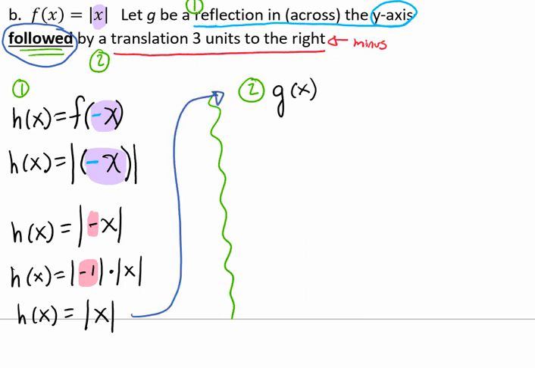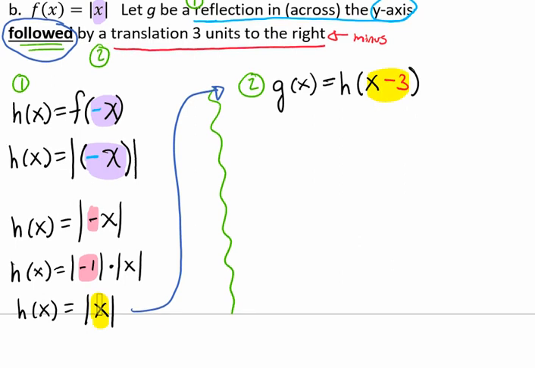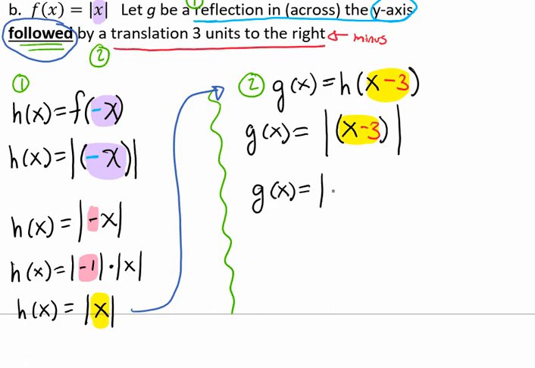So part 2 says that we're going to take h of x and translate that 3 units to the right. So for g of x, we're going to take our h of x and translate that 3 units to the right. So now we're going to be plugging all of this into our x spot right there. So now our g of x is going to equal the absolute value of, don't forget, we're going to plug in our x minus 3 into this spot. And we see that there's nothing to distribute or combine, and so we're going to have g of x equals the absolute value of x minus 3. And we're finished.